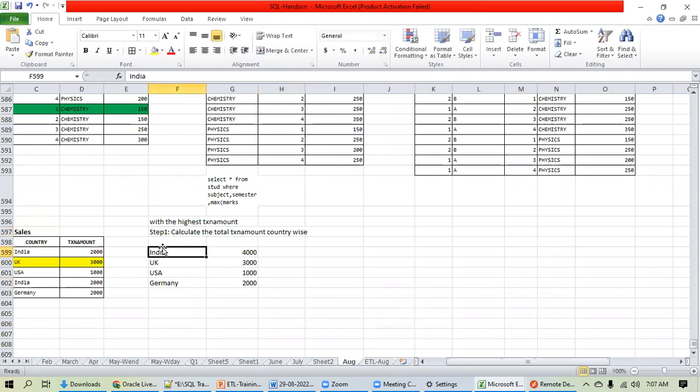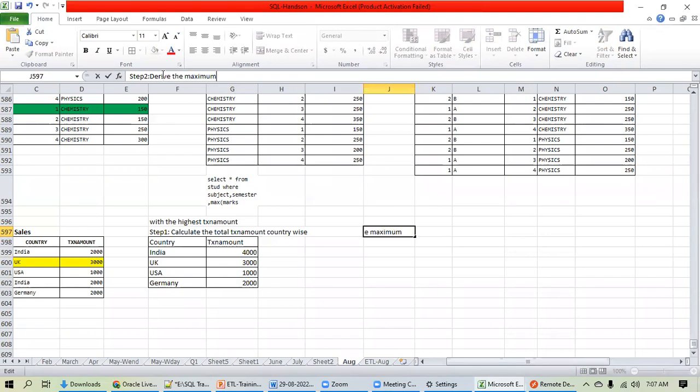So we derive this value. This is the country, and this is the transaction amount. What next? After this, what will you do? Then max of this. Then step two. Now on top of this, you derive the maximum. Step two is to derive the maximum transaction amount. Then you will get the output as the maximum transaction amount here.